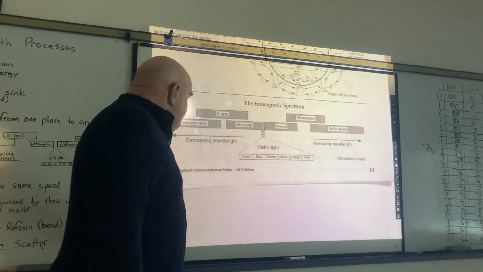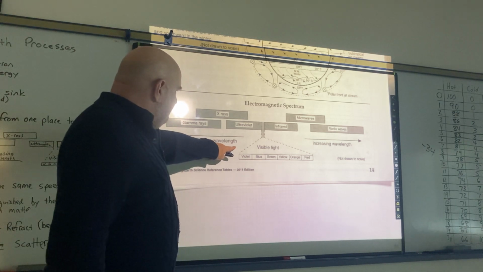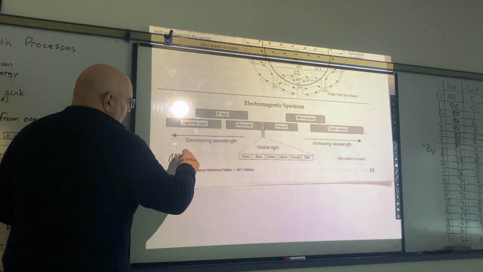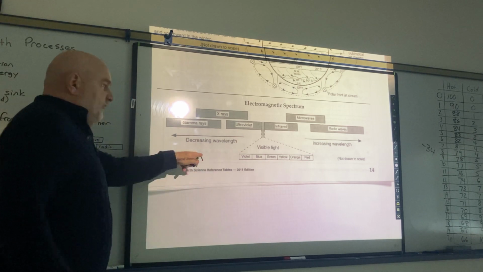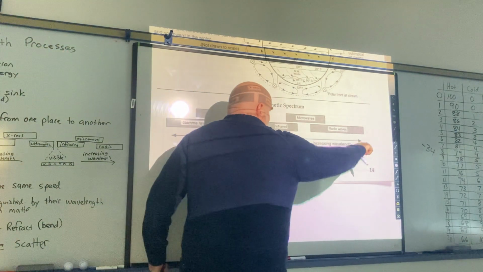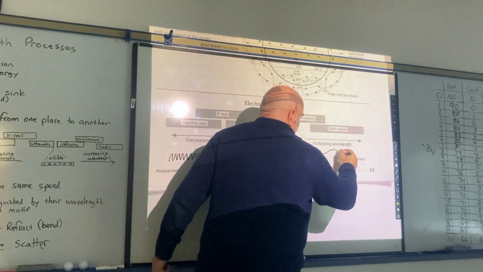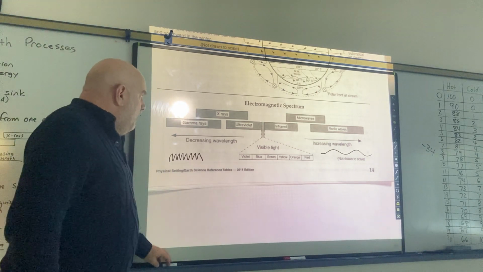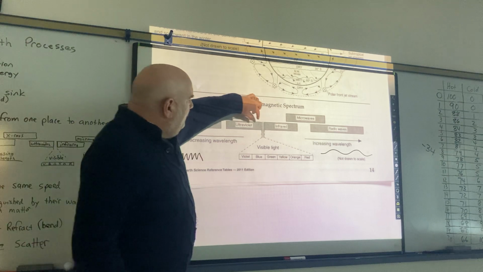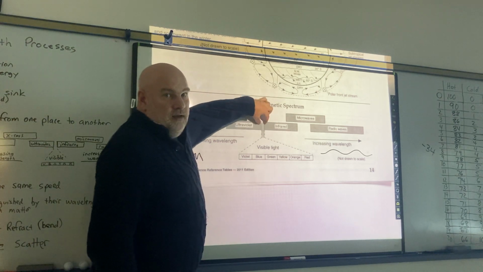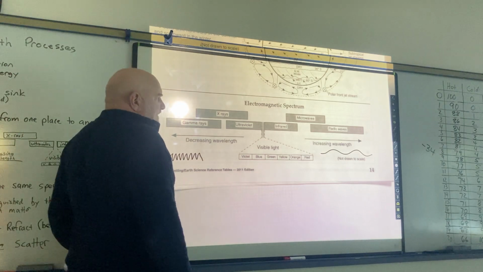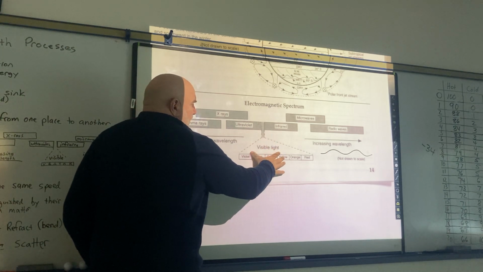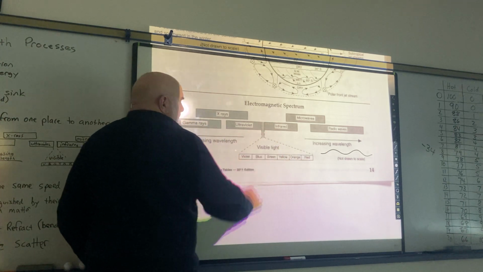Now, a few things about them. If you look at the chart, it says decreasing wavelength this way. So on this side of the chart is where all the waves are really close together. Increasing wavelength that way. So the farther you go that way, the farther apart the waves are. Now, visible light only makes up this little tiny portion of the electromagnetic spectrum. So what they did in this diagram, instead of trying to cram everything right there, they took this little part right there and they blew it up. So all this fits in that little section right there.